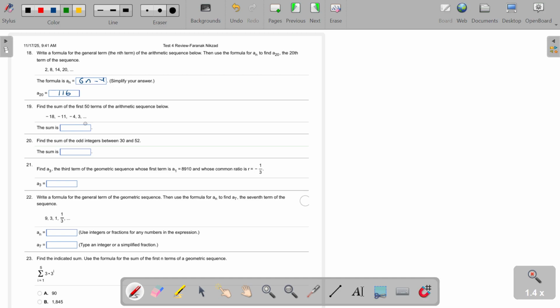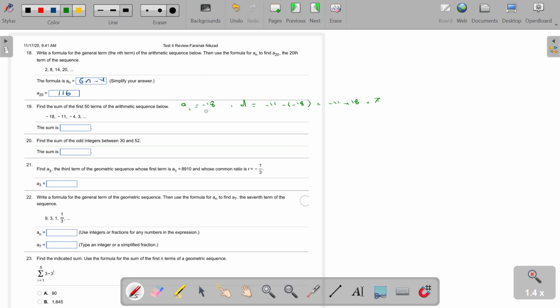Question 19 is asking us to find the sum of the first 50 terms of this arithmetic sequence. So first of all, I know that in this arithmetic sequence, A1 is negative 18 and the d value will be negative 11 minus negative 18. That's negative 11 plus 18, and it's equal to 7. So that's the d value and the a1.